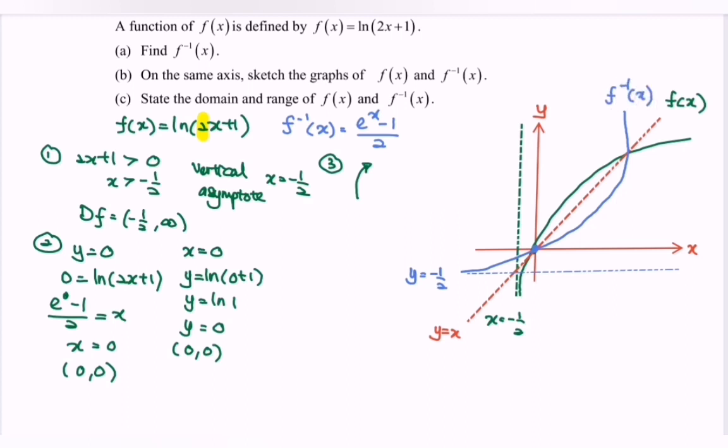Next refers to the domain and the range for f. Refer to the green color. The domain for f would be negative 1 over 2 until infinity, negative 1 over 2 is not included. And then for the range, which refers to the value of y, we have negative infinity until infinity. As we all know, the domain for f actually is the range for f inverse, and the range for f actually is the domain for f inverse.